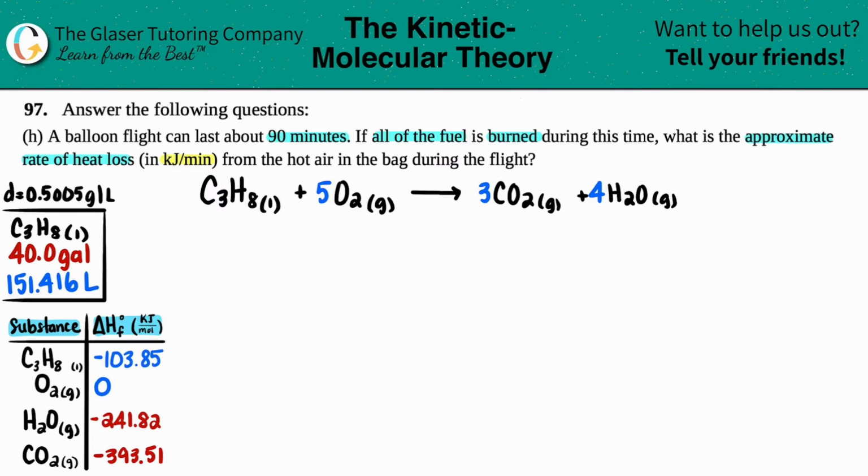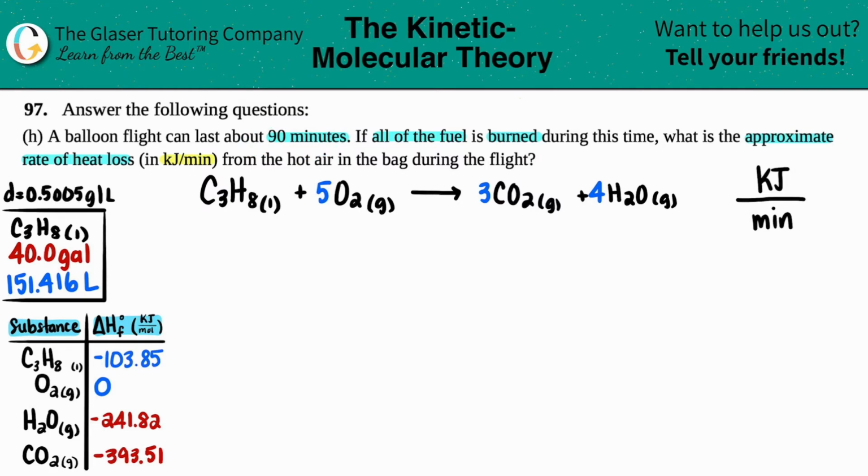Basically, all we have to do is just find a kilojoule value, kJ, and divide it by a minute. Always look at the units because then you can kind of make your own equation. Let's see. Do I have a kilojoule number? No, they didn't give me a kilojoule number, but they did give me the minutes already. They did tell me that the balloon flight lasted 90 minutes.